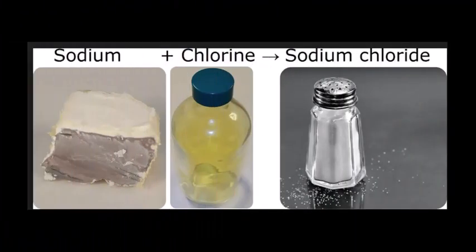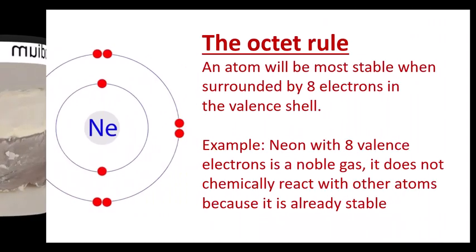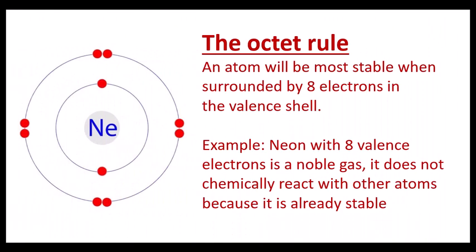When sodium and chlorine are put together, they chemically react to form sodium chloride. But why? The secret is in those electrons in that outermost shell. Those are called the valence electrons. The most energetically favorable configuration for those electrons is when there are 8 valence electrons. Well, 2 if you're talking about the elements with the very fewest electrons.